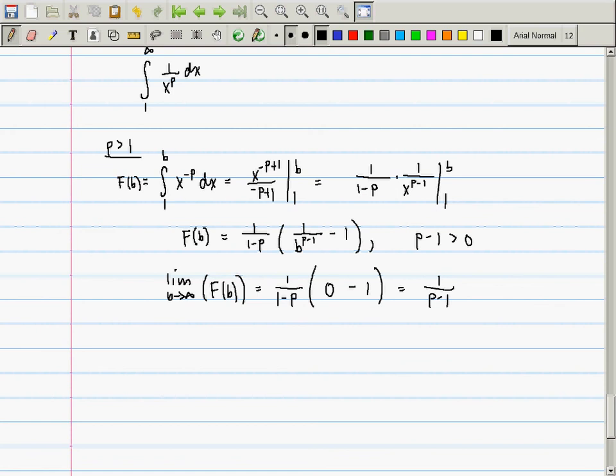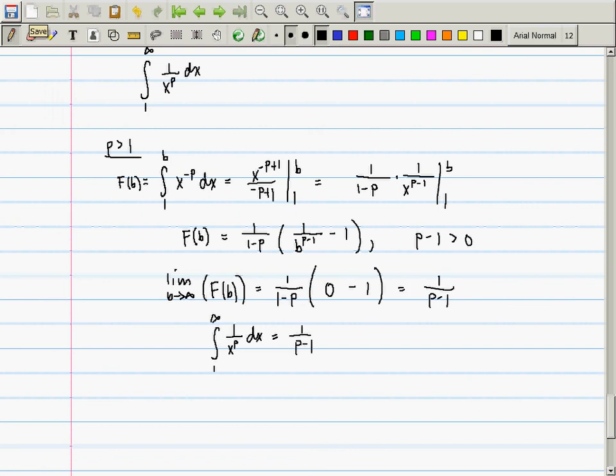So the result is that if you are evaluating a p integral, and p is greater than 1, then the integral from 1 to infinity of 1 over x to the p dx is 1 over p minus 1. So it exists, and it is 1 over p minus 1. Now tell me, does this agree with the first example that we did? Yes, because the first example was a p integral with p equal to 2, and 1 over 2 minus 1 is 1, which is exactly the answer that we arrived at.